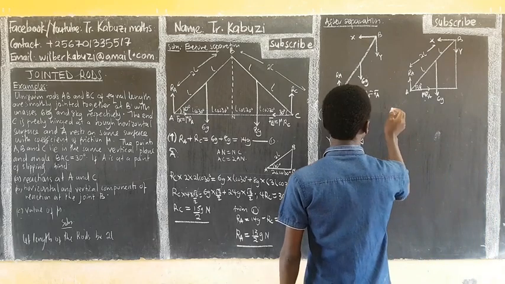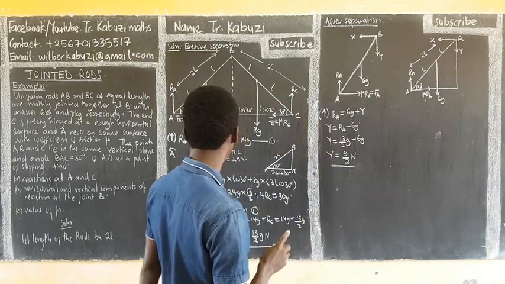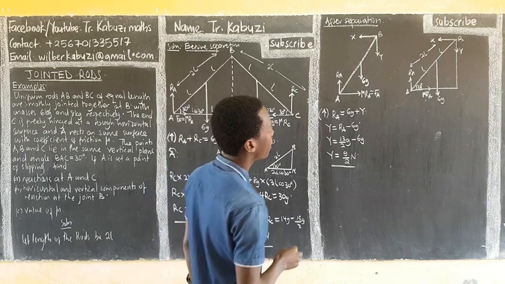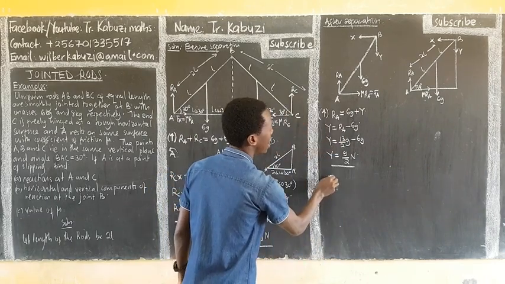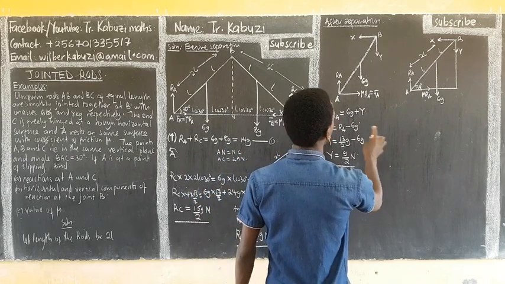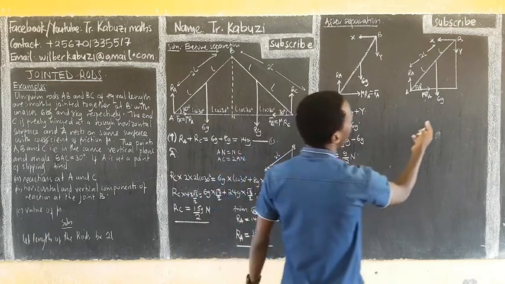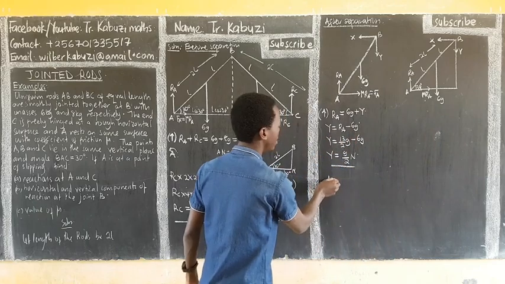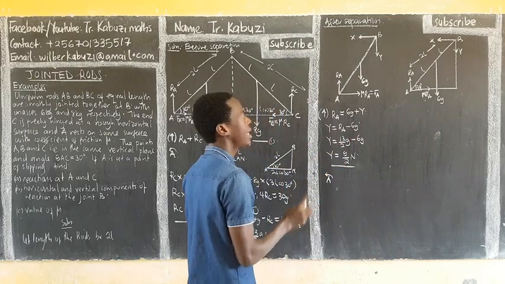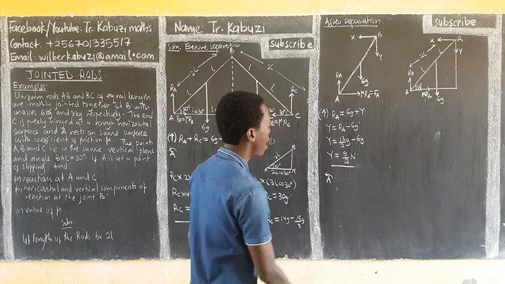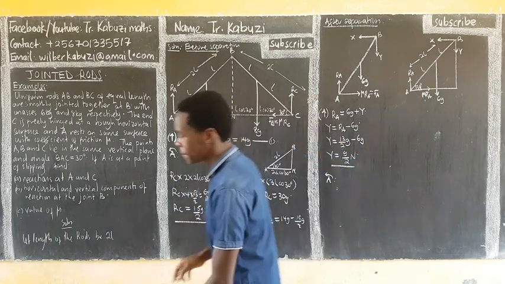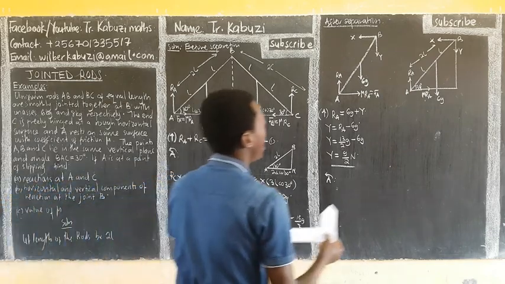So, taking moments at A, you have to be careful. I don't know if that space will be enough for me. Okay, let me take moments at A. Remember I want to get now the x component. So, taking moments at A, anti-clockwise. Here, be extra careful.